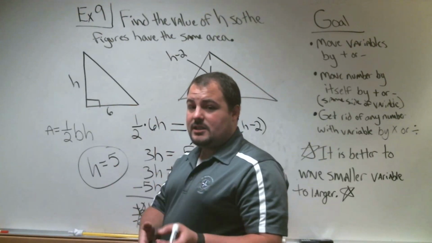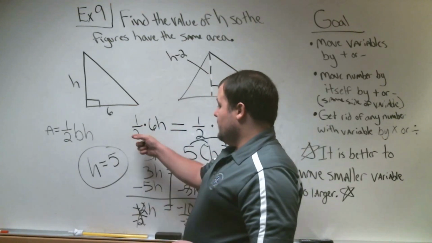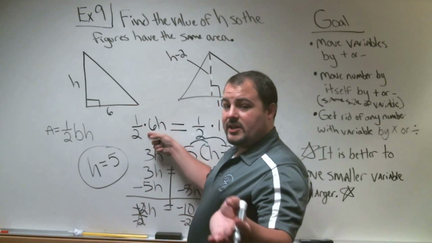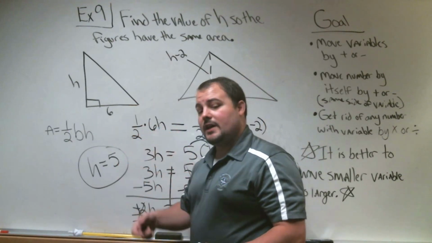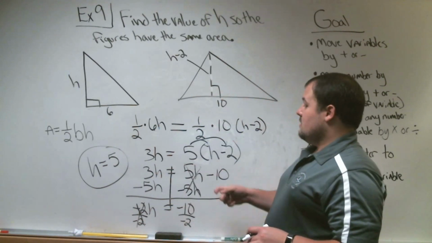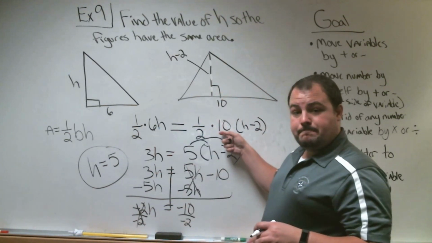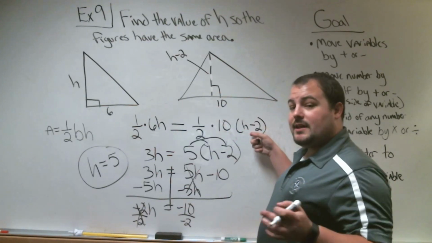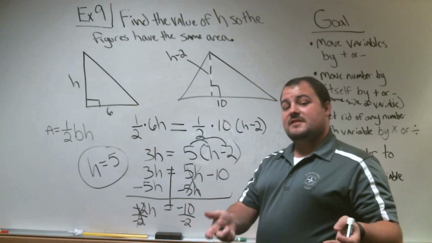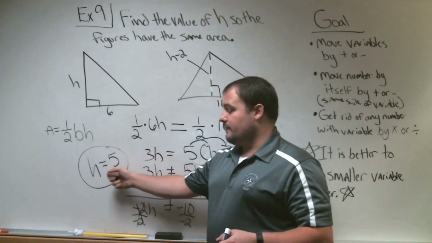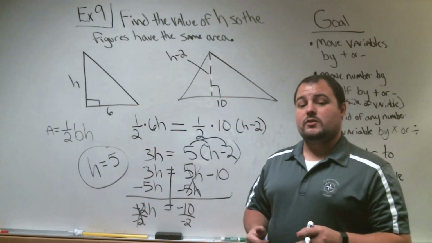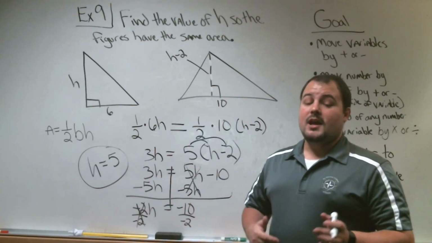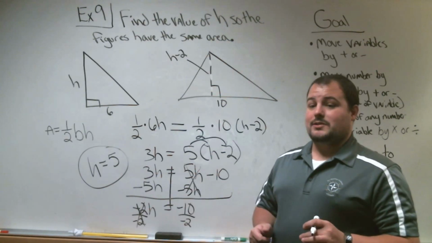So I could check it and see if they are actually true. If I take half of 6, that's 3. 3 times 5, that's 15. Half of 10, that is 5. 5 minus 2, that's 3, and 3 times 5, that's 15. So when I plug in 5 for both of these h values, I get the same solution in them. And that's how I know I got the right answer.